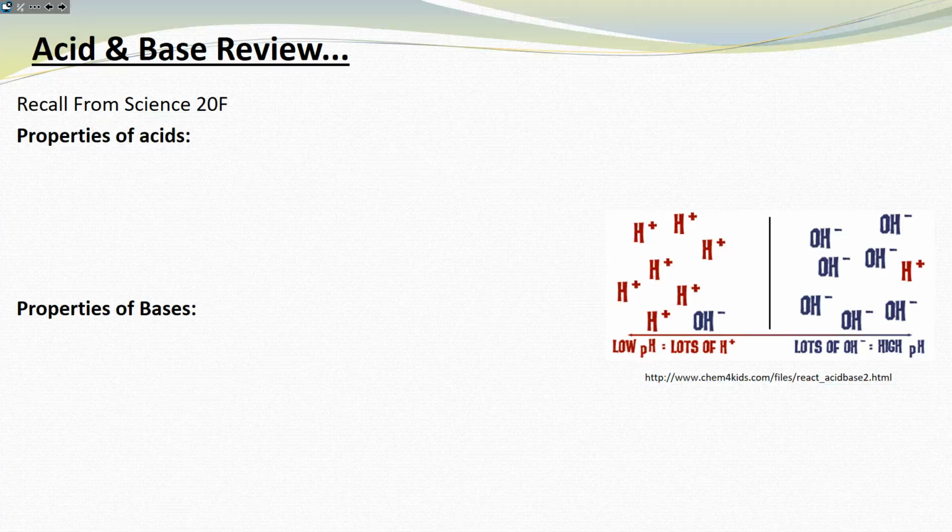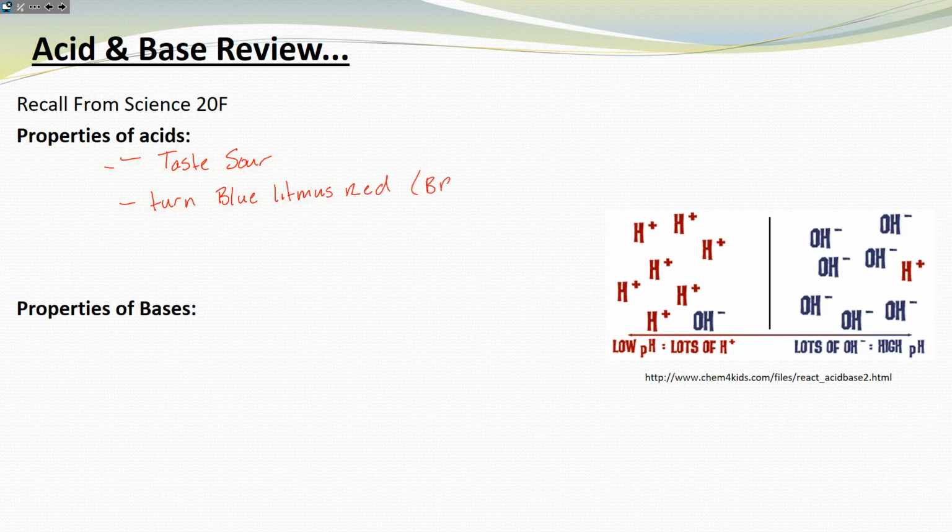So some things that we talk about are things like acids, actually we'll put acids in red. Acids taste sour. They turn blue litmus to red. I've heard some people remember it with that word, BRA. Blue turns red in acid. That might help you. They neutralize bases.